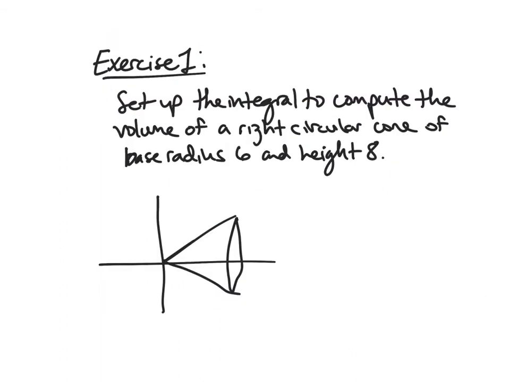All right, so for your first exercise, I want you to set up, you do not have to solve, the integral to compute the volume of a right circular cone of base radius 6, right? So this radius here is 6 and height 8. Okay, so again, think about what your cross sections are at a general x here and find that area in order to set up your integral.